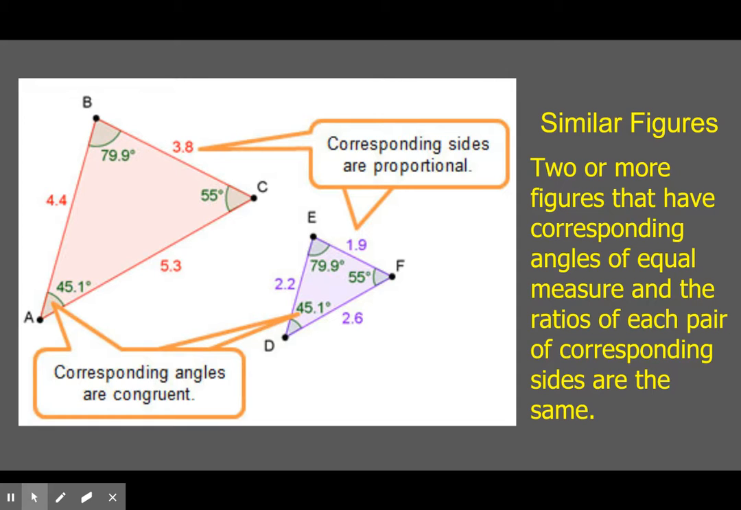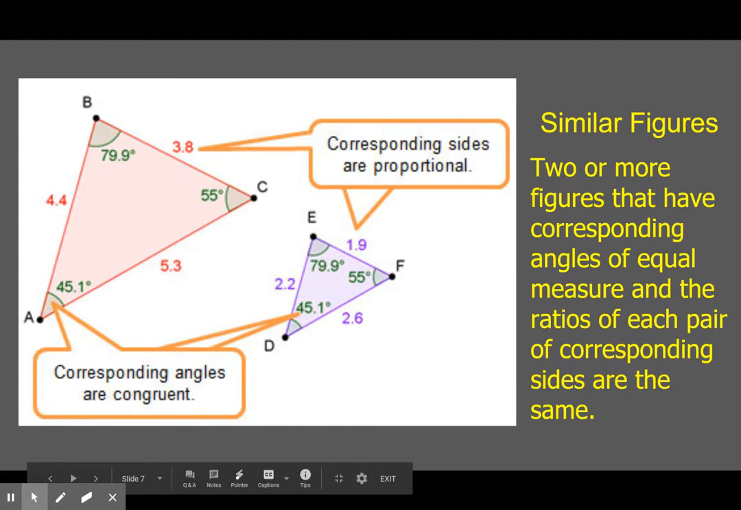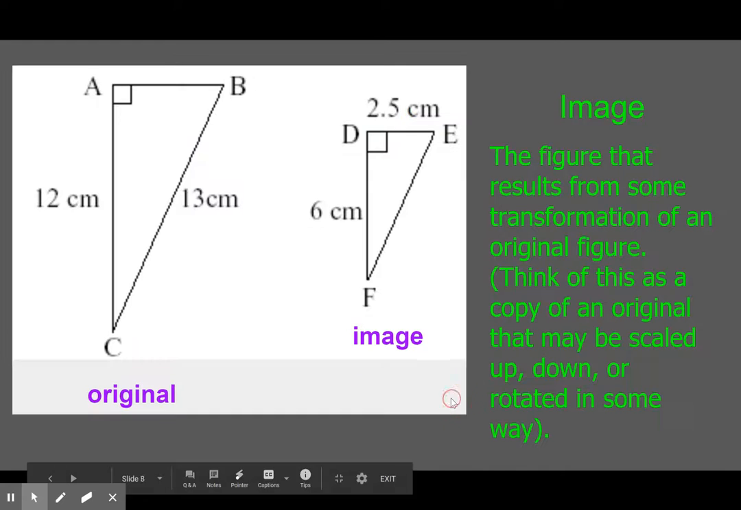So with similar figures, two or more figures that have corresponding angles of equal measure and the ratios of each pair of corresponding sides are the same. All right, so notice we're going from 4.4 to 2.2, that's half. We're going from 3.8 to 1.9, that's half. And so we have equivalent ratios there. We're multiplying by 1/2 or 0.5 to get to our new figure.